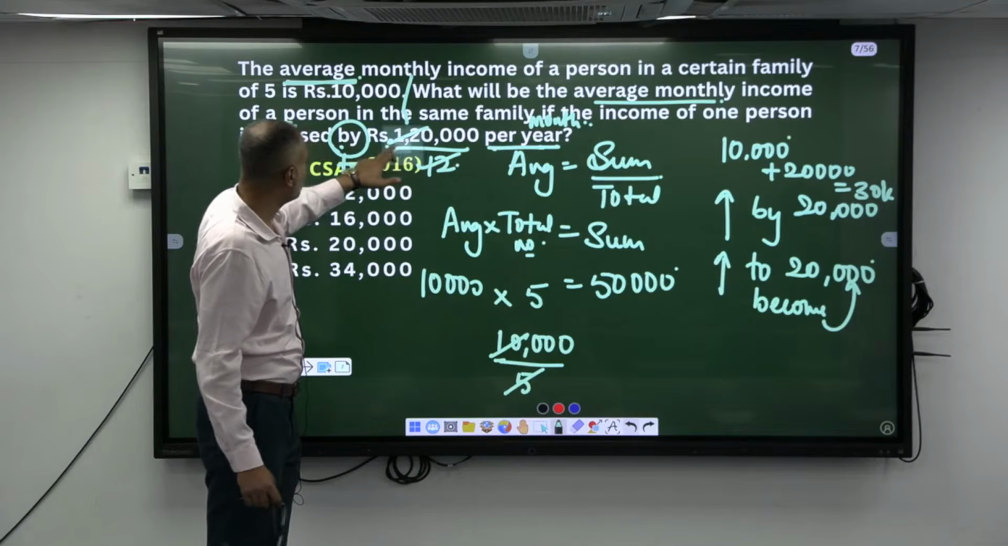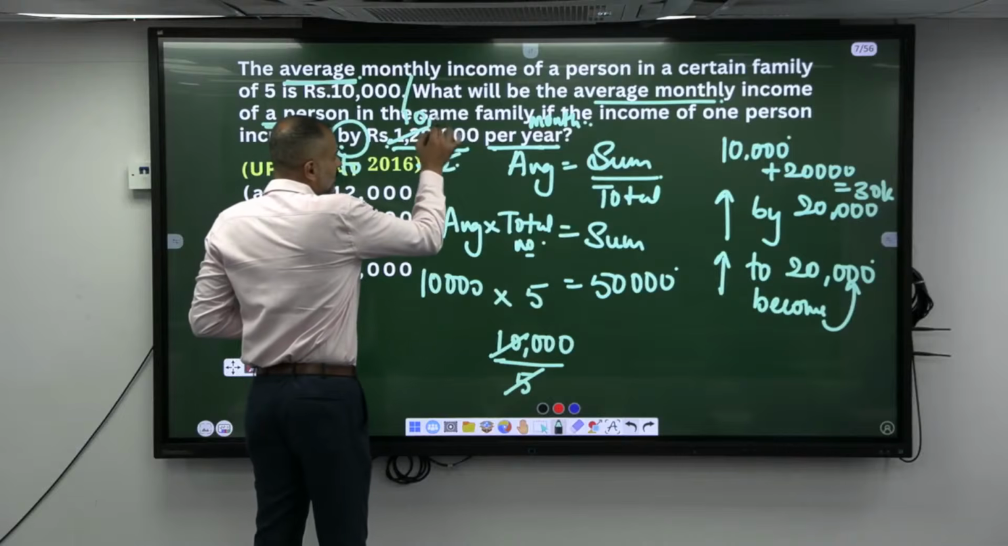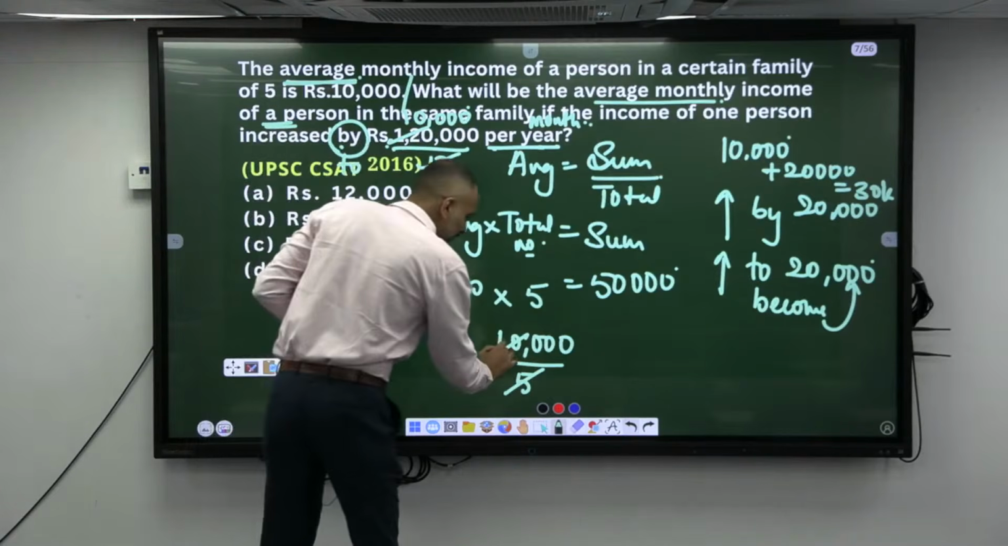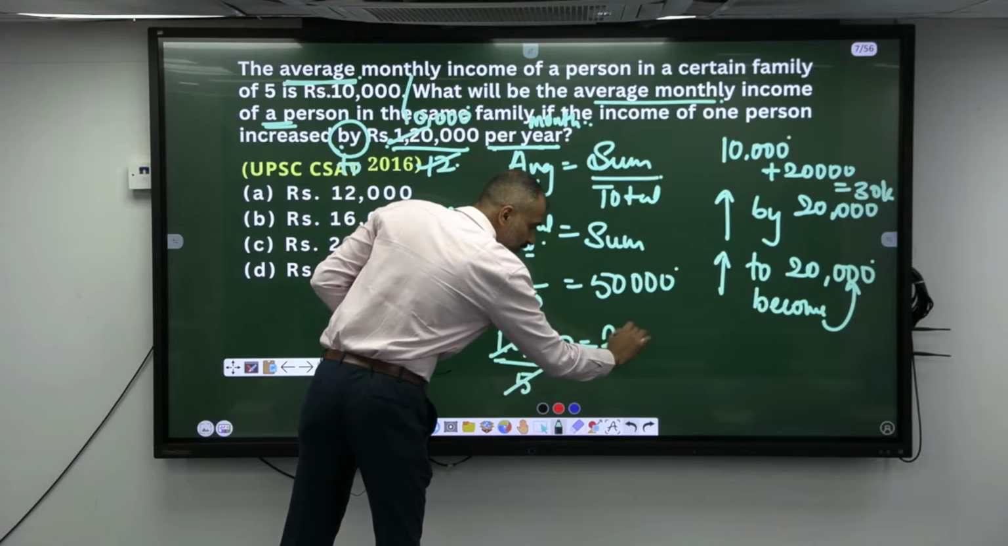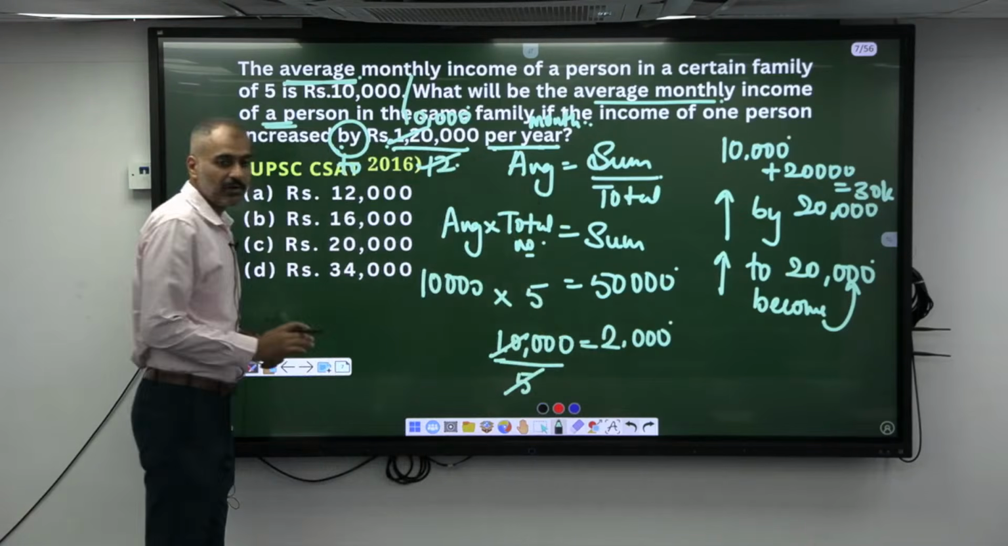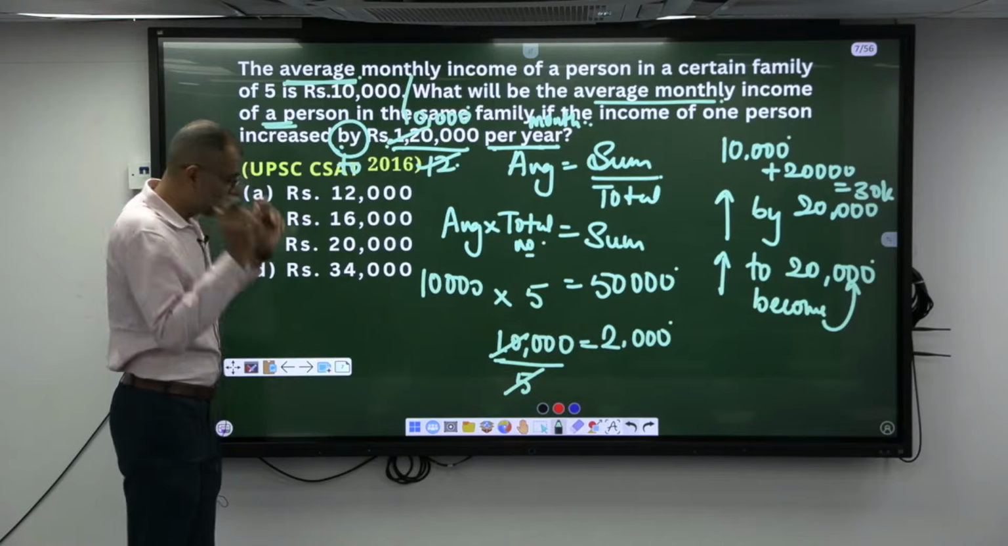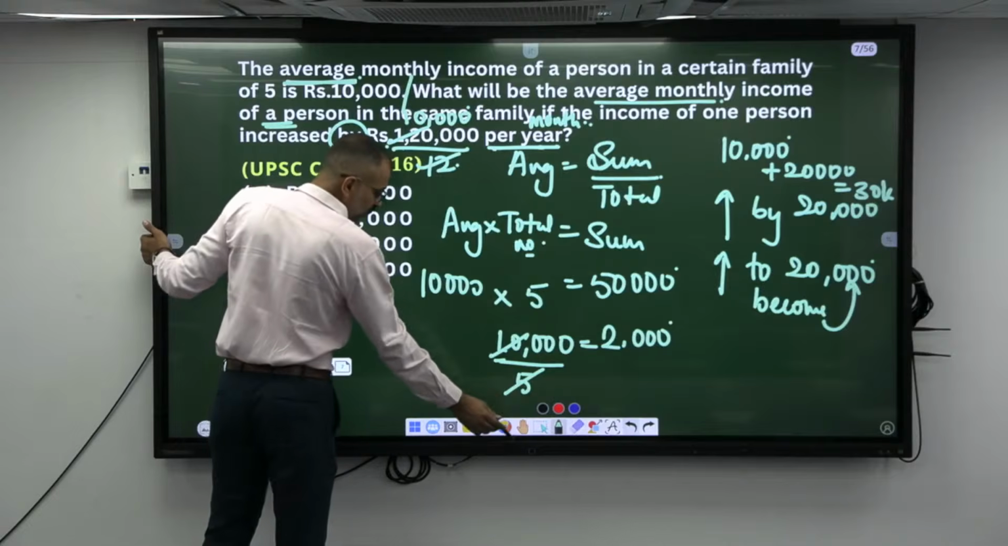1,20,000 per year means per month 10,000. 10,000 per month for how many people? 5 people. For 5 people, it is 2,000 per person. 2,000 increased. So what is the salary now? 12,000. Okay, 12,000. Look here now. This is the property here.